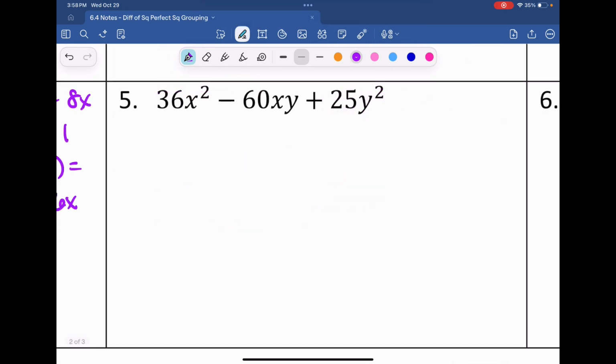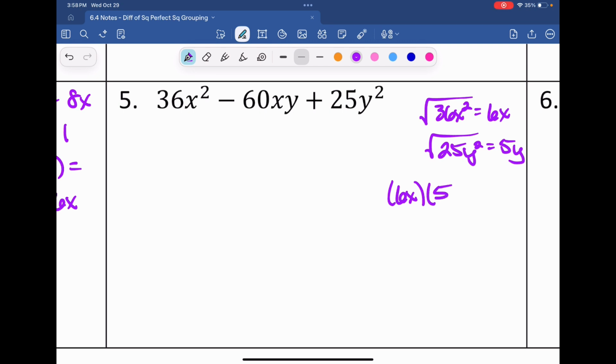Where this comes in handy is problems like this one. So I'm going to take the square root of the 36x squared and the square root of 25y squared. If I take 6x times 5y and double it, do I get 60xy? So 6 times 5 is 30, times 2 is 60, xy. So I do. So I'm going to take that, it's going to go with my sign in the middle.